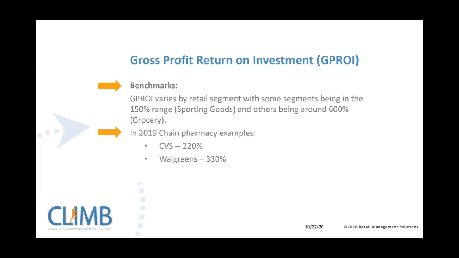Now, to show you some ideas in the pharmacy world, we looked at 2 chains in 2019. CVS was at 220% and Walgreens reported at 330%. So if your GPROI is in the 200 to 300 range, you're probably looking pretty good. And the important point is if your GPROI falls below 100%, then you have an issue. We're going to look at this report now.